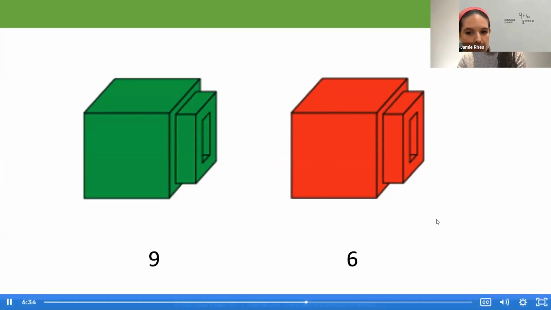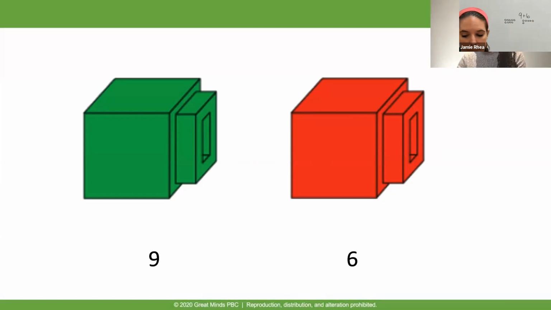Maria has 9 green cubes. Tony has 6 red cubes. How many cubes do they have? Take a moment to think. What's an expression that we can use to solve this problem? We're a little ahead of her, aren't we? We said 9 plus 6. Go ahead and tell me. That's right. We can use 9 plus 6.